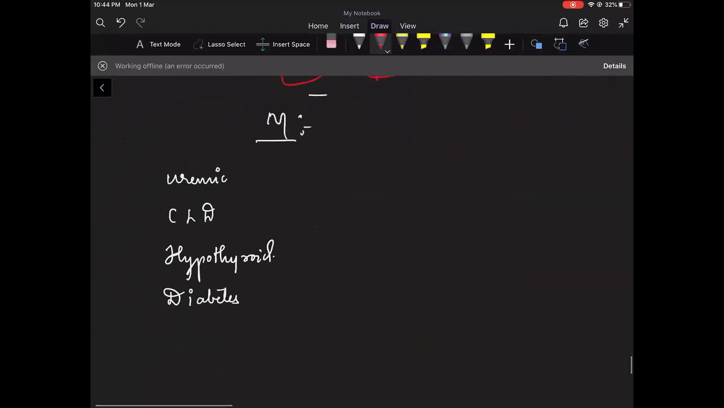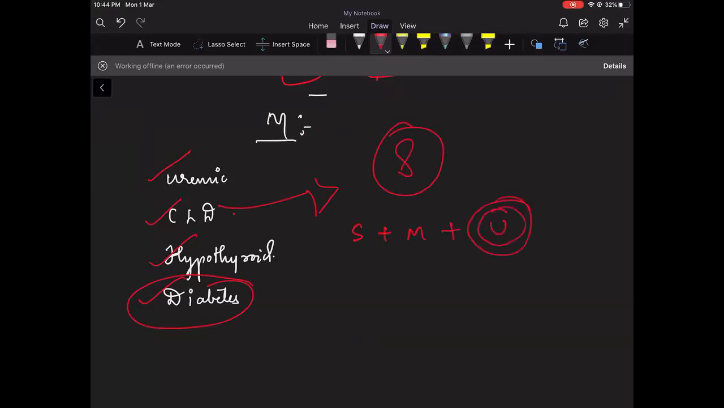We'll discuss later, but important ones are uremic, CLD, hypothyroidism, diabetes. Diabetes we will be discussing separately. Uremic, CLD, like in the CLD, the patient will be having symmetrical involvement of sensory plus motor, where hyper signs will be present in CLD. This kind of neuropathy we usually see, which we already had seen in other varieties like B12, copper deficiencies, and even adrenoleukodystrophies.